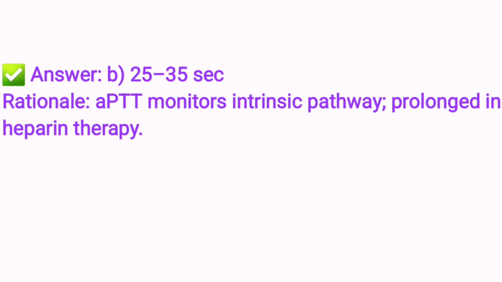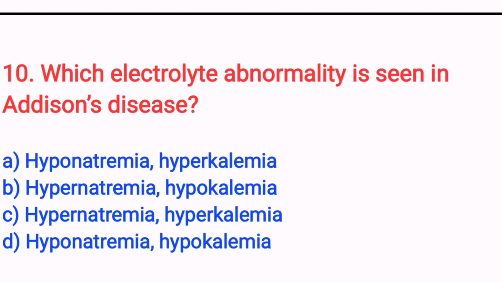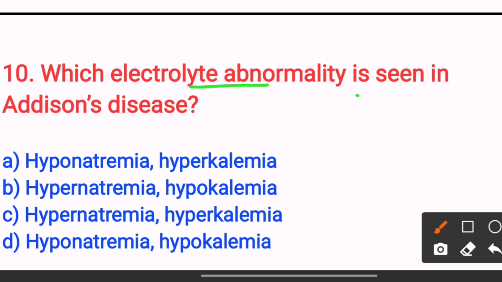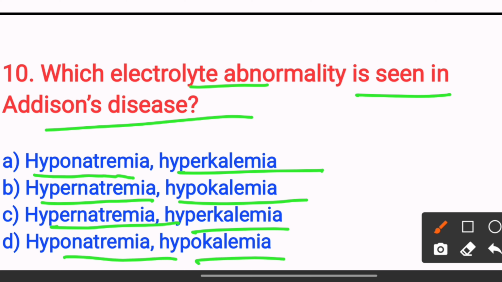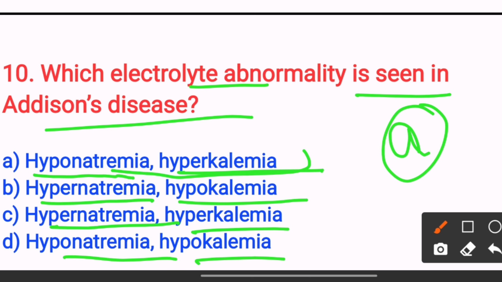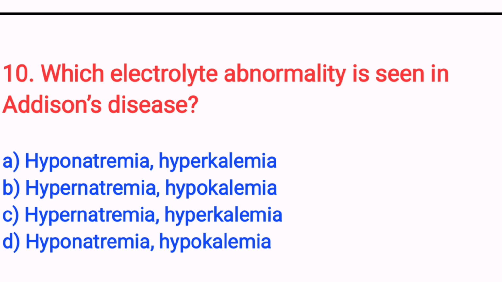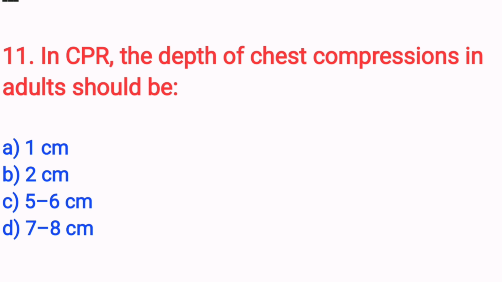Next, which electrolyte abnormality is seen in Addison disease? Option A hyponatremia, hyperkalemia, option B hypernatremia, hypokalemia, option C hypernatremia, hyperkalemia, option D hyponatremia and hypokalemia. The answer is option A hyponatremia and hyperkalemia.